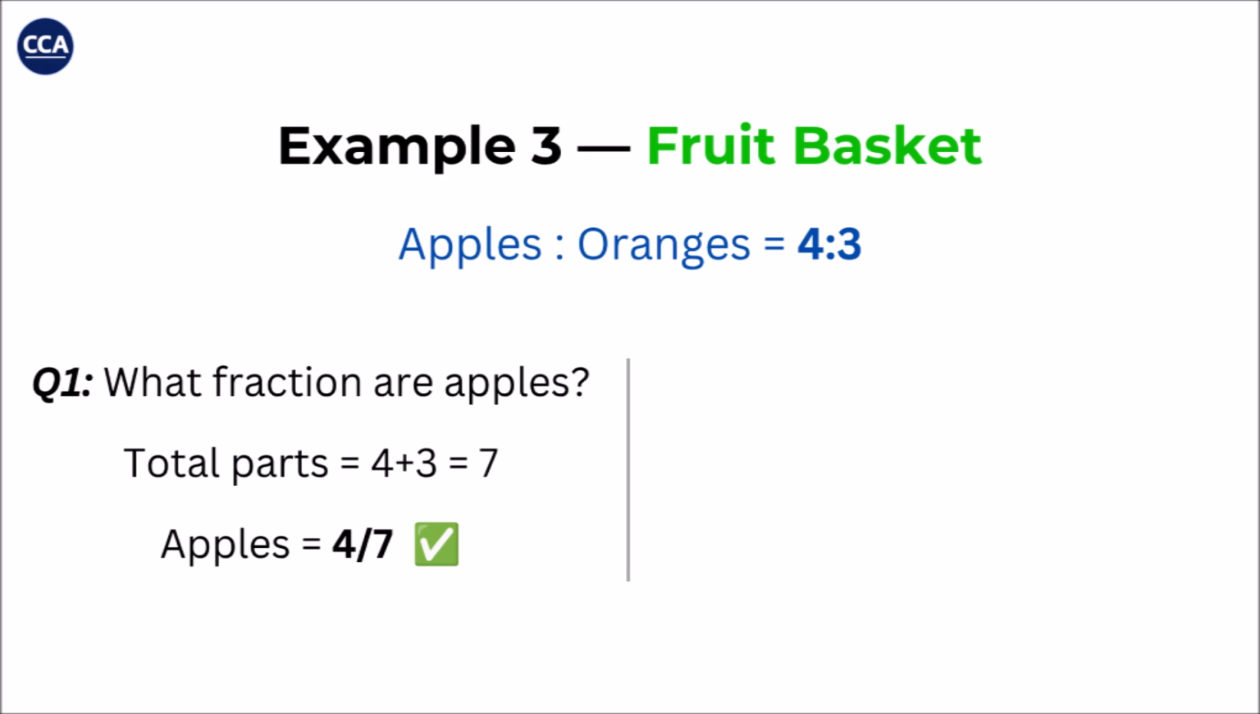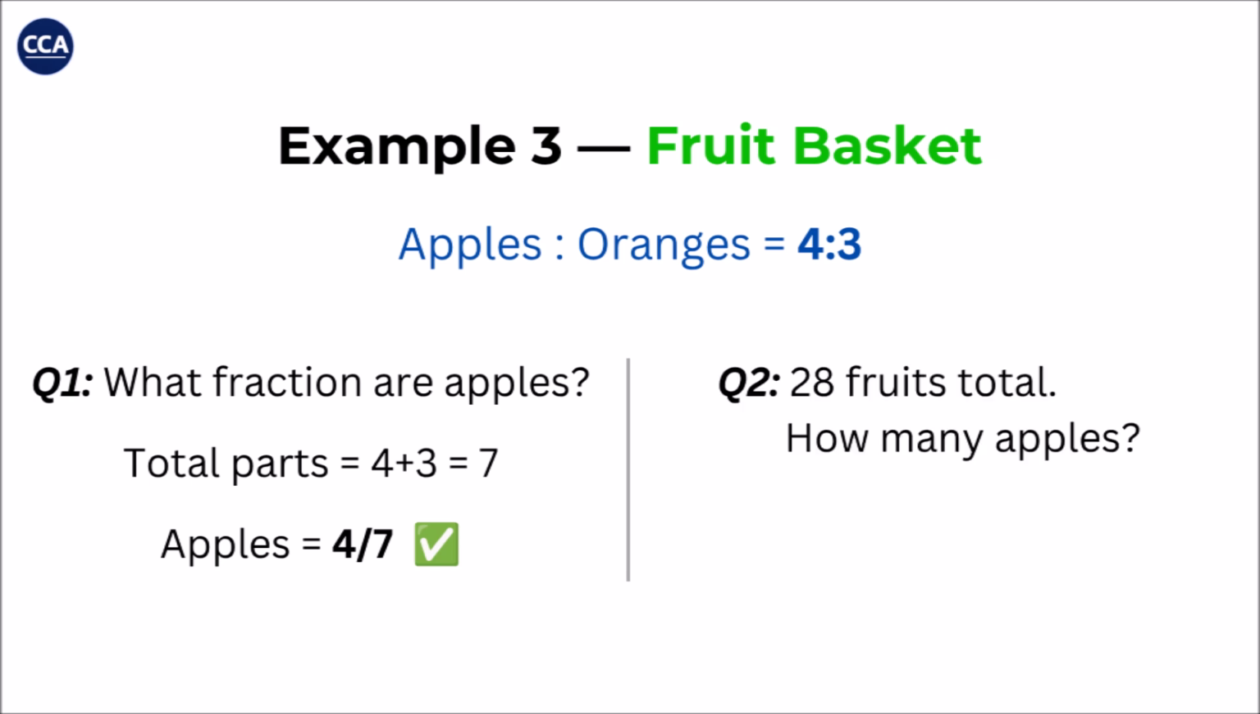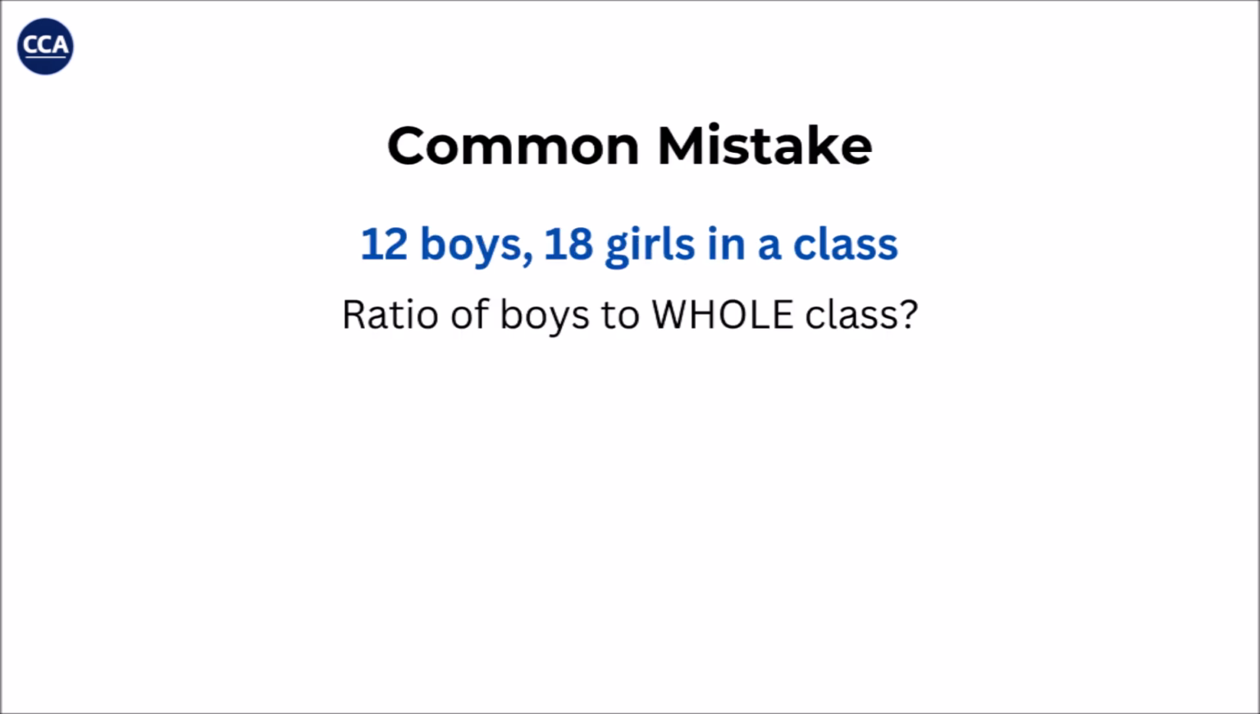Answer: 4/7. Question 2. If there are 28 pieces of fruit in total, how many are apples? 4/7 of 28 equals 4 divided by 7 multiplied by 28 equals 16. There are 16 apples. Here is the most common ratio mistake at grade 7 and 8 level.